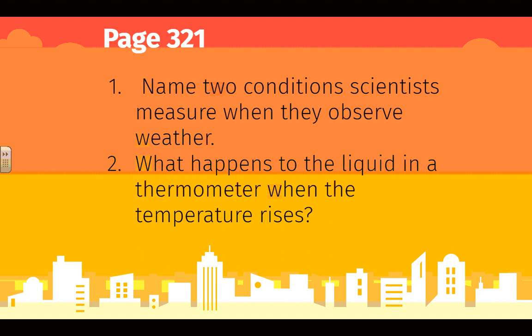How do scientists measure conditions in the lower atmosphere? Meteorologists can predict weather patterns by studying conditions in the lower atmosphere. Scientists may use instruments to measure these conditions. Question 1. Name 2 conditions scientists measure when they observe weather.